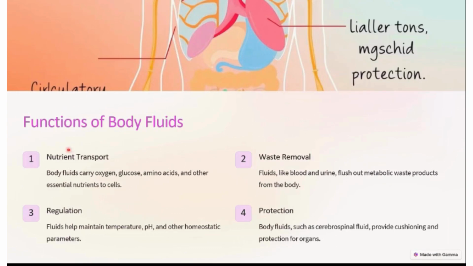Function of body fluids: nutrient transport. Body fluids carry oxygen, glucose, amino acids and other essential nutrients to cells. Waste removal: fluids like blood and urine flush out metabolic waste products from the body. Regulation: fluids help maintain temperature, pH and other homeostatic parameters. Protection: body fluids such as cerebrospinal fluid provide cushioning and protection of organs.